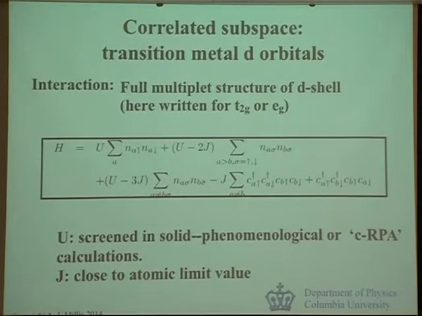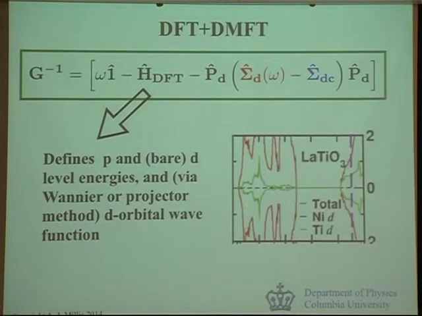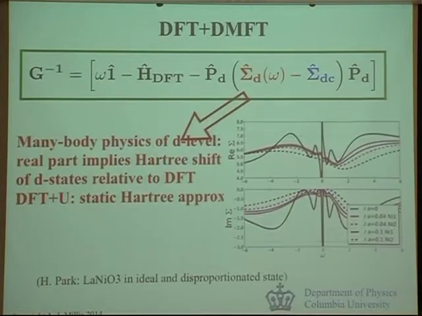So the correlated subspace is the transition metal d orbitals. You have some interactions amongst them, which you have to discuss. And then you do a calculation which provides a self-energy which lives on the d levels and corrects your mean field electronic structure. So you start with a bare electronic structure which defines a p and a bare d level energy and a d orbital wave function. That gives you something like what I showed here. You have a self-energy which lives on the d site and which encodes the many-body physics.